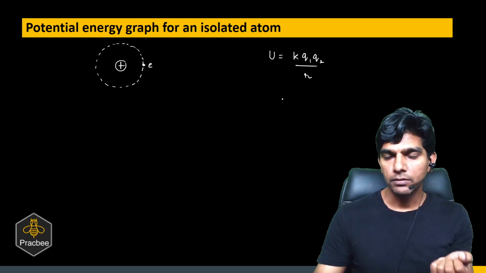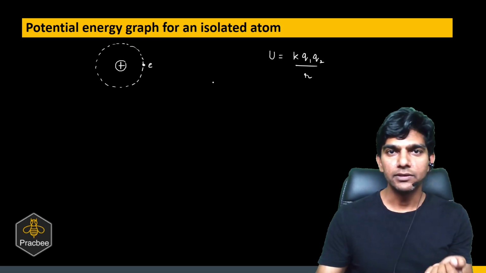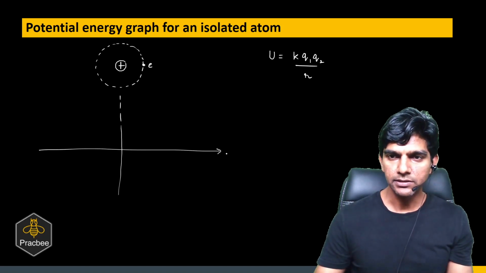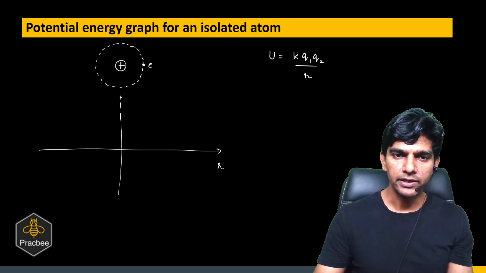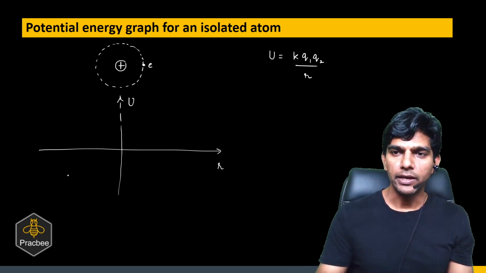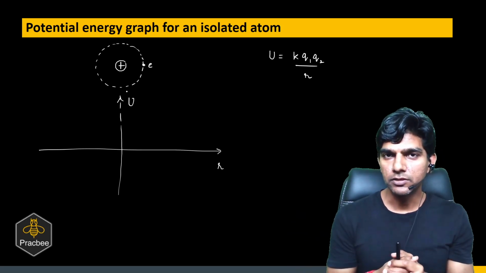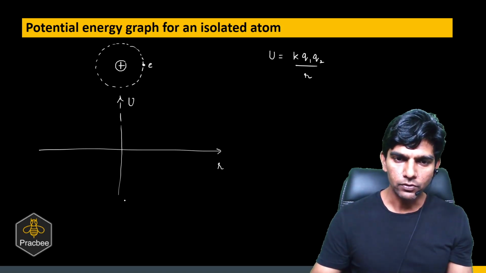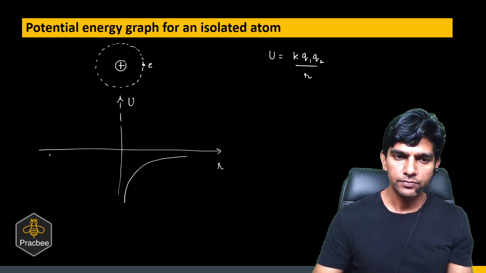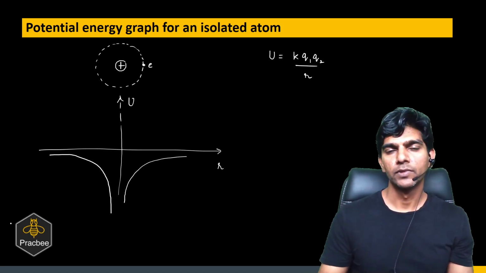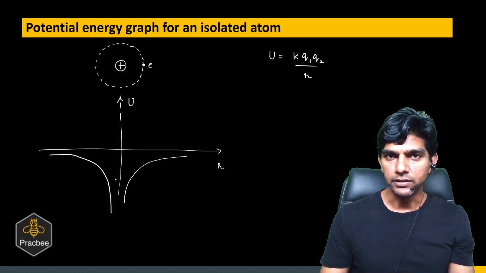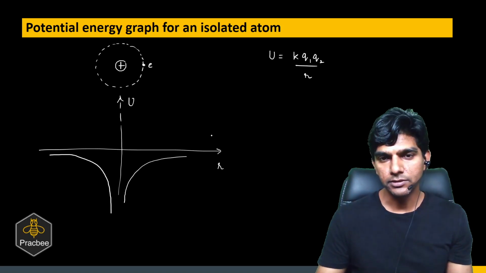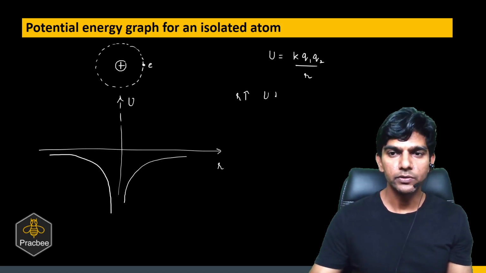Now, if we plot the graph of potential energy with the distance from the nucleus, let us plot the graph. On the x-axis, I'm showing the distance, and on the y-axis, I'm showing the potential energy. And since the electron is a negatively charged particle, the potential energy will come out to be negative. So if I plot the graph, it will look like this, right? On both sides of the nucleus, to the left and to the right, the graph will look like this. Can you see, as the distance of the electron from the nucleus increases, the energy also increases. So as r increases, U also increases.